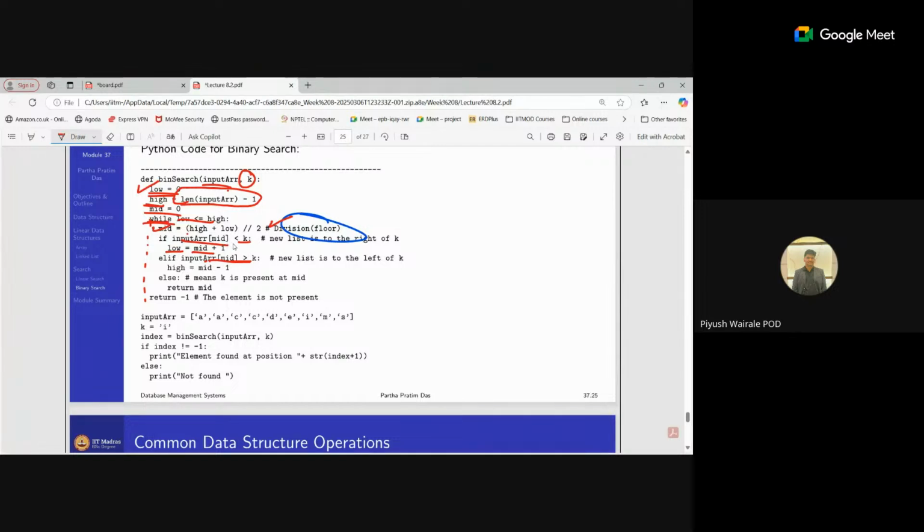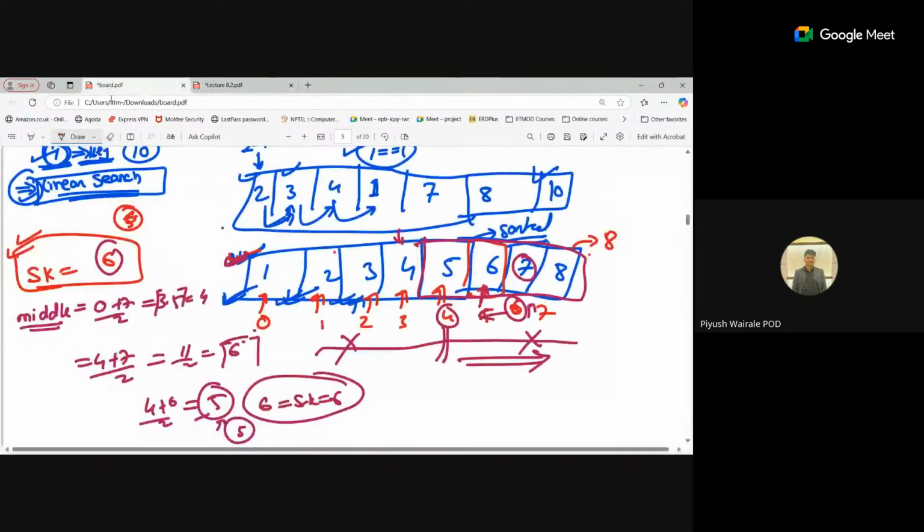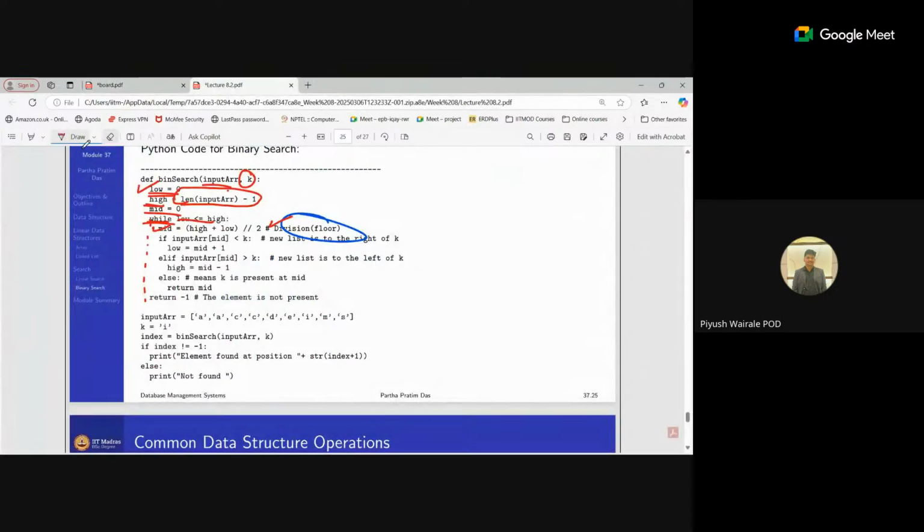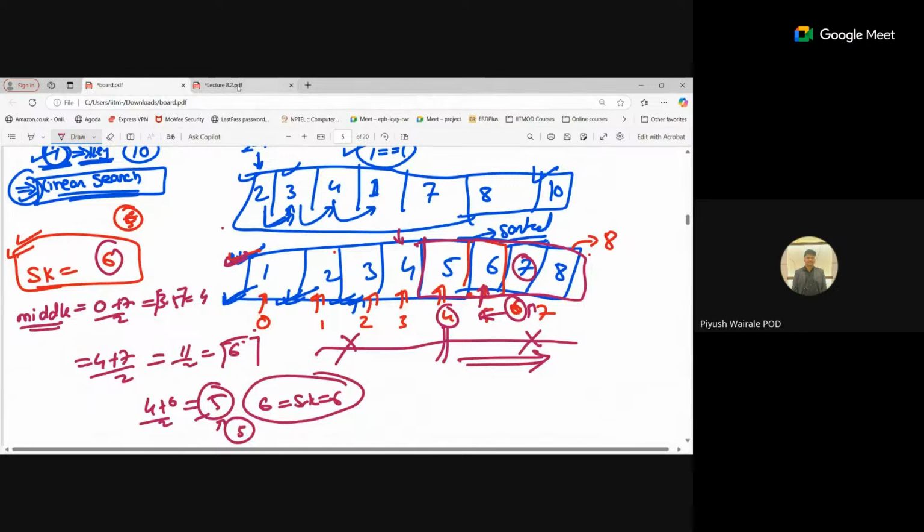Okay, sorry. What we are doing here? If the middle element is less than the search key, it means what? We need to search on the right side of particular k, right? If the middle element is greater than the search key, then the new list is to the left of k. This is what we are saying here, right? And this is what we have done here, right?